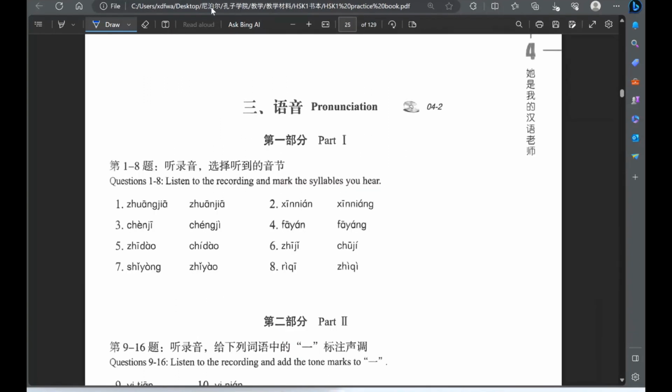3. 语音 3. Pronunciation. 第一部分 Part 1. 第1到8题，听录音，选择听到的音节。Questions 1 to 8. Listen to the recording and mark the syllables you hear.